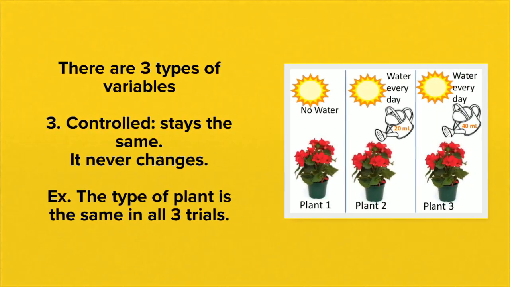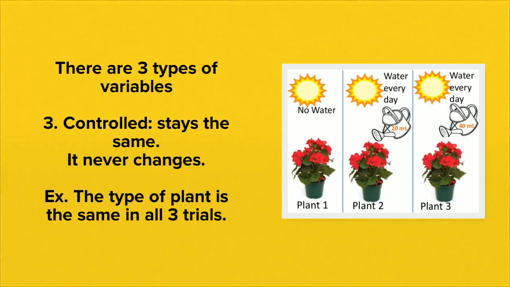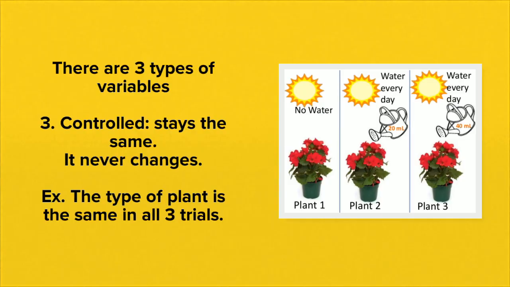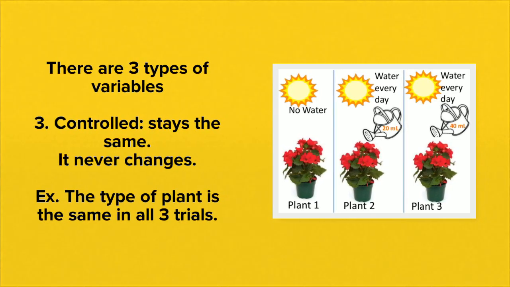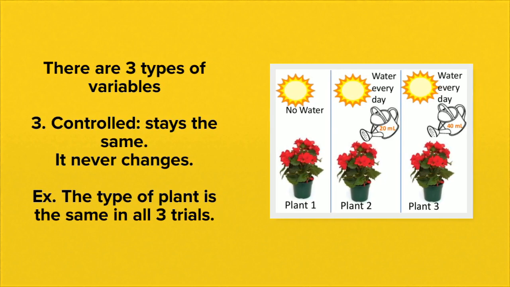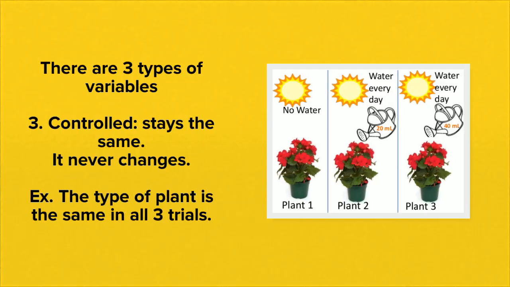The controlled variable is the one that stays the same. It never changes. The type of plant, the amount of sunlight, even the type of soil that we use has to stay the same. Remember, we can only change one thing, and that's the amount of water in the experiment.